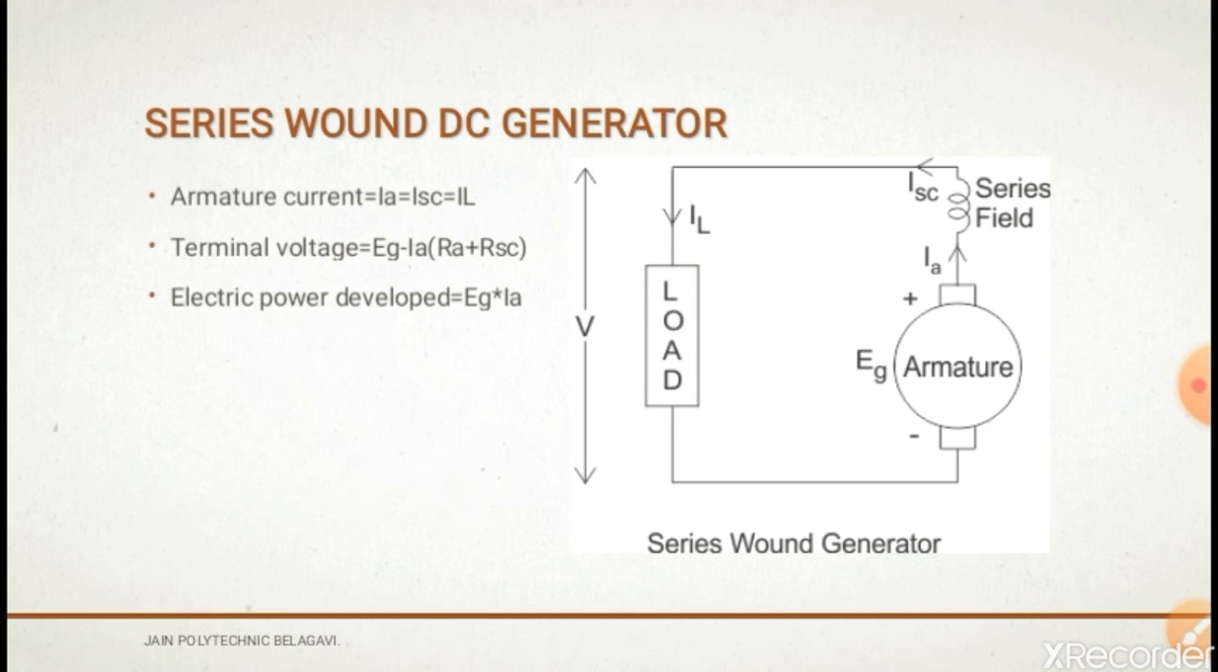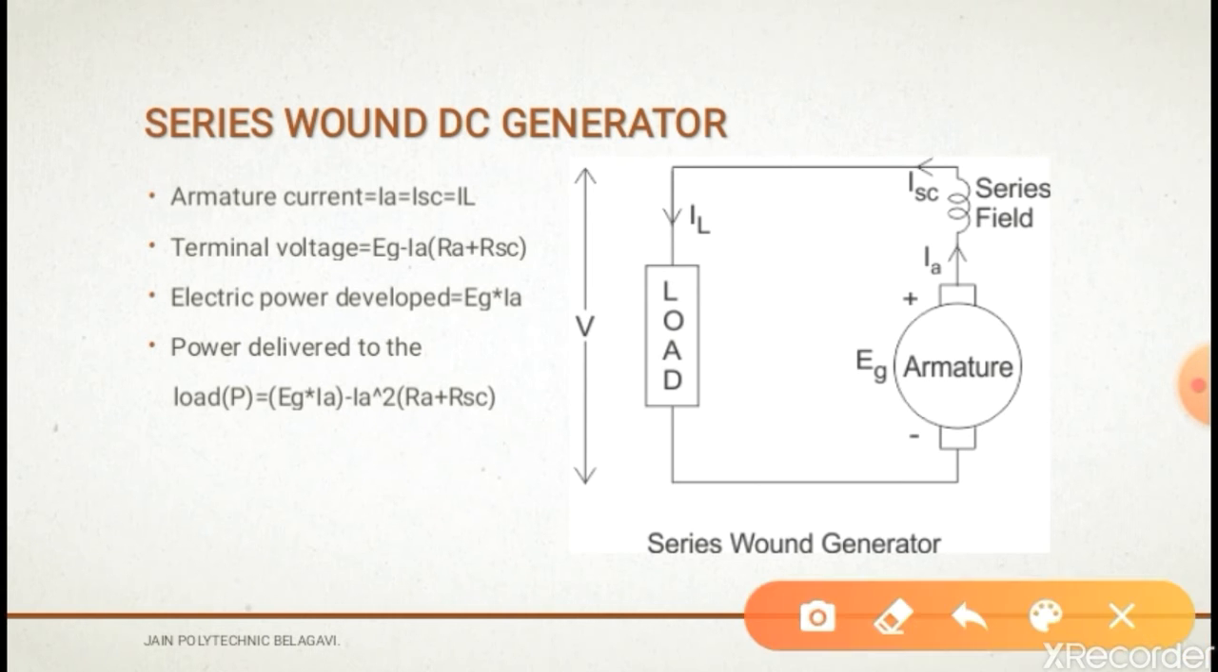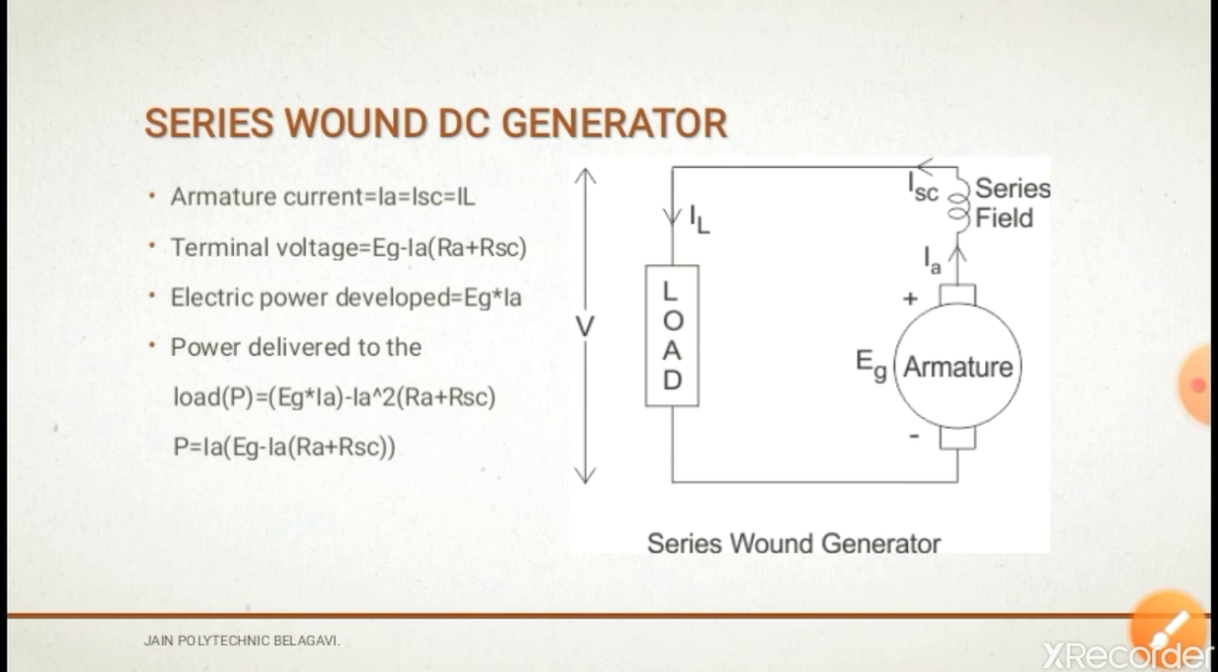Next, the electric power developed is given as Eg into Ia. The power delivered to the load is given as Eg into Ia minus Ia square into Ra plus Rsc, which is the loss. Taking Ia as common, the remaining is Eg minus Ia into Ra plus Rsc, which is nothing but the terminal voltage.